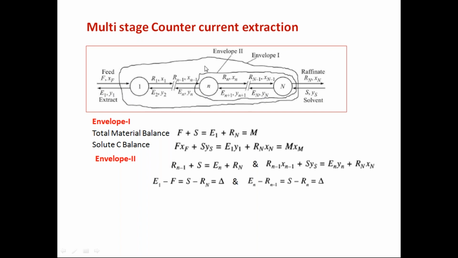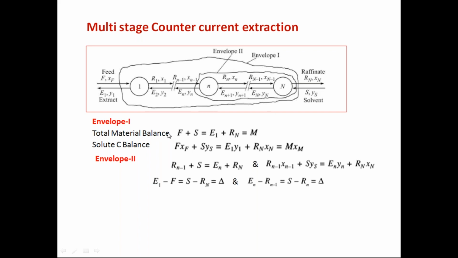So if you make this one into two envelopes, one envelope is keeping all the cascading systems in a single cover, that is envelope 1, and the second one is keeping the certain stage, with the notation of n, and the last one. So this is envelope 2.